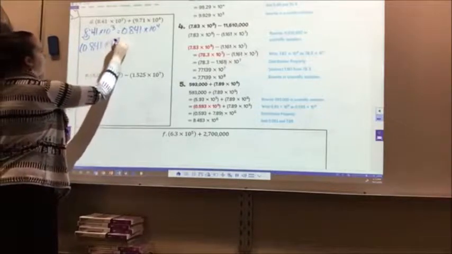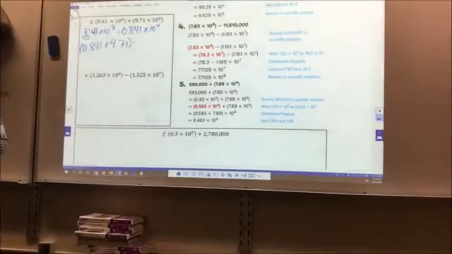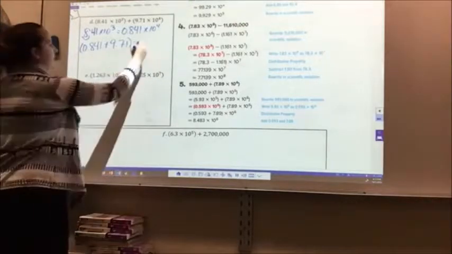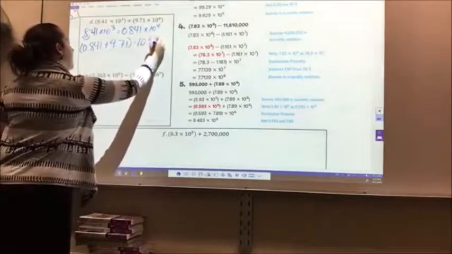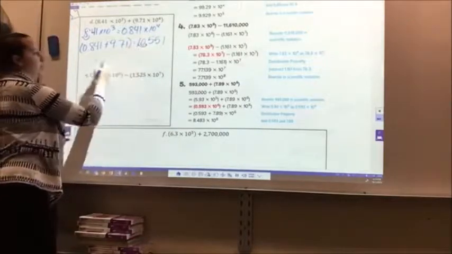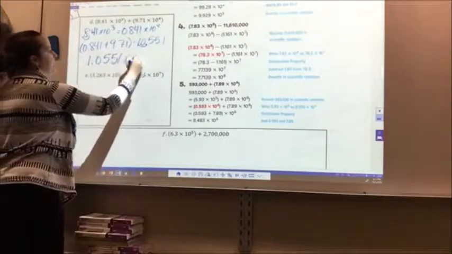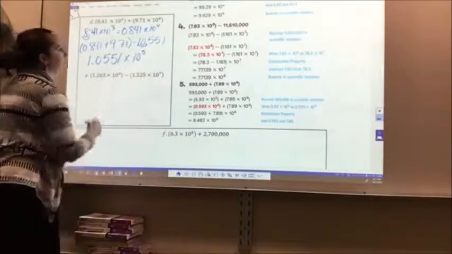Okay, now I just add my decimals together, 0.841 plus 9.71, which will give me 10.551. That's not in scientific notation. I need to move my decimal over 1. So I get 1.0551 times 10 to the fifth power.